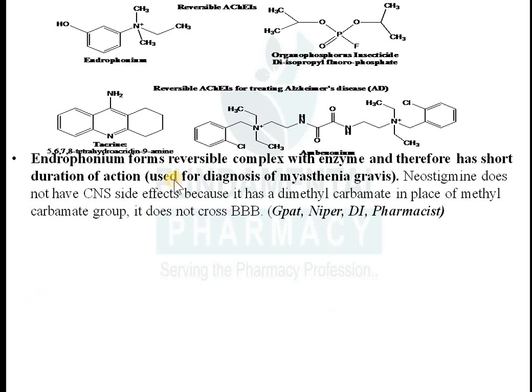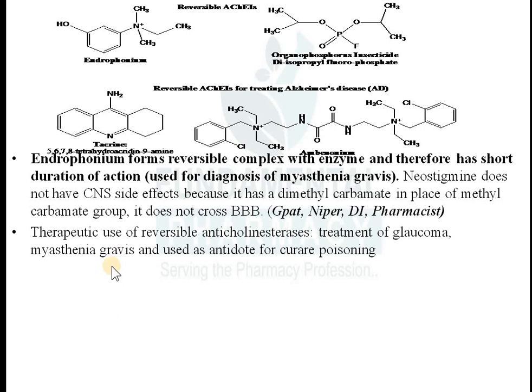Neostigmine does not cross into the CNS, so it has fewer side effects, because it has a dimethyl carbamate in place of methyl carbamate. It does not cross the blood-brain barrier, so it is used in glaucoma only. Therapeutic uses of reversible anticholinesterases: glaucoma, myasthenia gravis, and as an antidote for curare poisoning. We have seen this in pharmacology. Don't need to repeat again.